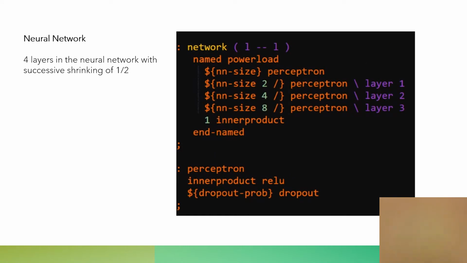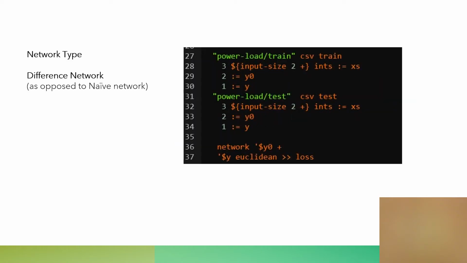With our neural network, we decided to have 4 layers with successive shrinking of 1/2. The neural network sizes are 2, 4, and 8 respectively for layers 1, 2, and 3, and we have opted to use ReLU. The network type that we have chosen to go for is the difference network as opposed to the naive network.